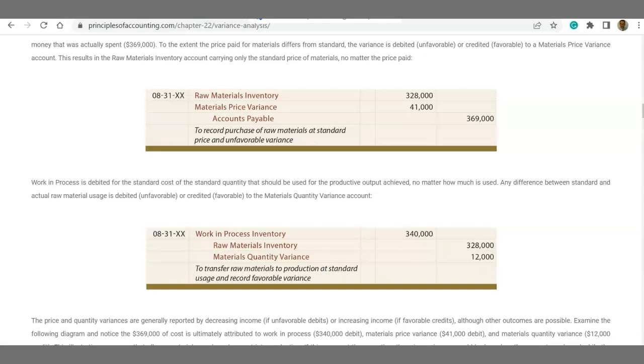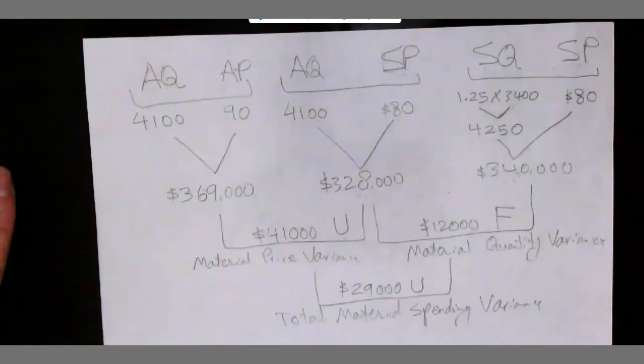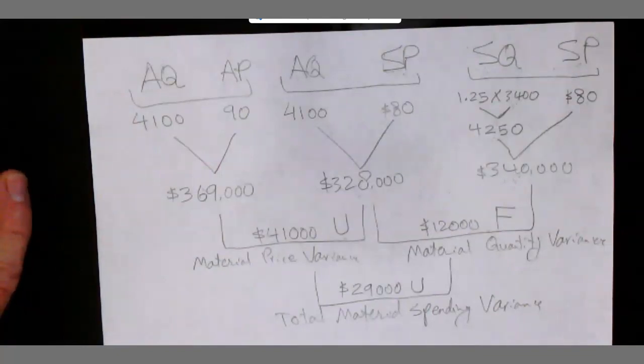So those numbers are coming from here, again, if I stop sharing, and right there. This is the $340,000 that I was referring to. And here is the $12,000 favorable outcome, right? So you take $328,000 from raw material inventory. $12,000 is the favorable outcome. That's why it ends up to be 340.